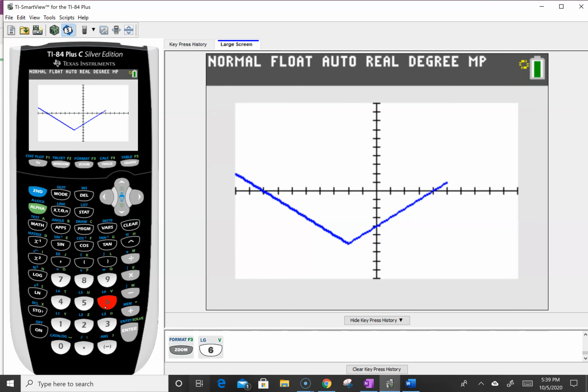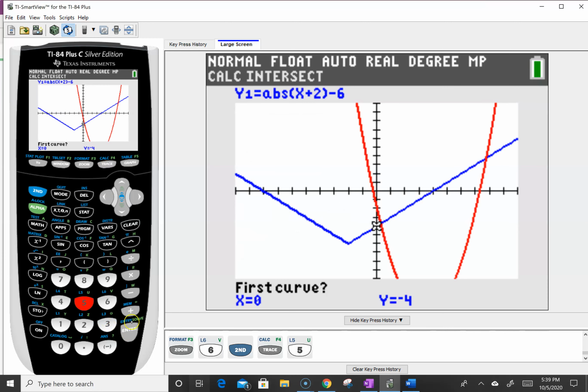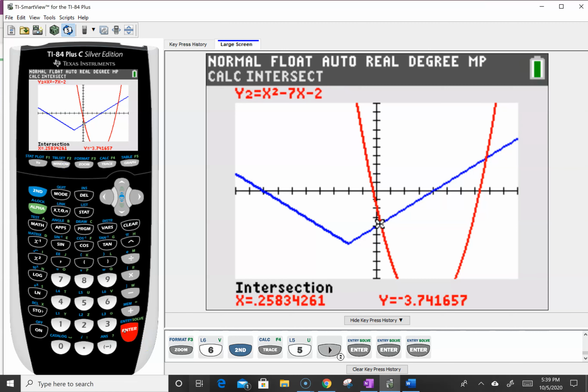All right, always start at the standard window, zoom 6. Okay, there's my absolute value. And now I need my parabola. Okay, and I can see my 2 intersection points, so I need to find it. So second, calculate, option 5. Oh good, my cursor's right where I need it to be. Enter 3 times. So one intersection point is 2, 5, 8.